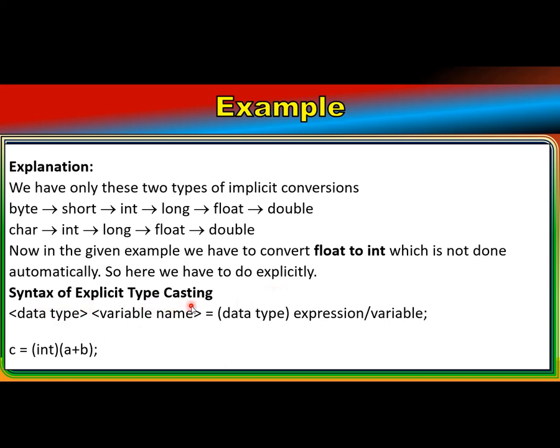So what is the syntax of explicit typecasting? First you write the target data type to which the expression will be converted, then the variable name, then equal to, target data type, then the expression. So here a plus b is the expression, and a and b are of float data type, but our target data type is int. So within the bracket there will be the target data type, that is int, and equal to this is the variable which is already int type. So you have to practice more. This is an important question in the board.